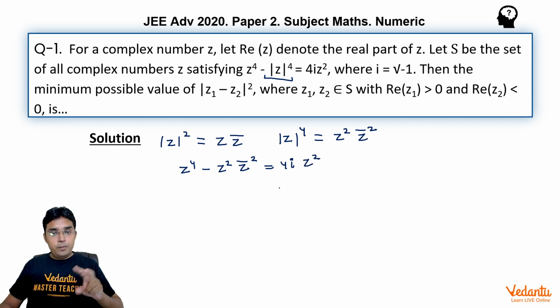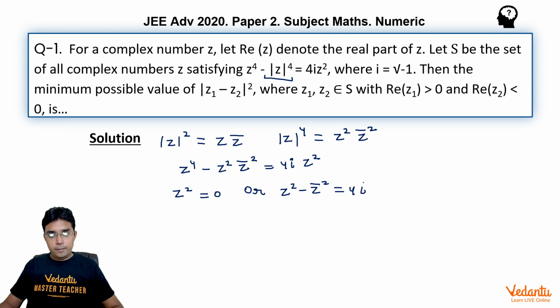So you can see both sides z square is coming common. So we can take z square common and then equate it to 0. Or other part would be z square minus conjugate z square is equal to 4 iota. So this first part gives you a solution as origin, that is 0, 0, because if z is 0, it is origin only. Now for second part, let me take z is equal to x plus iota y.